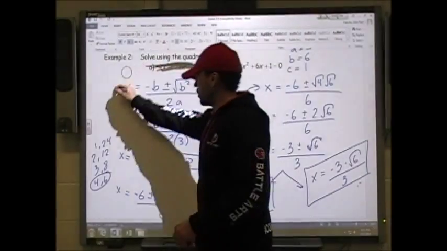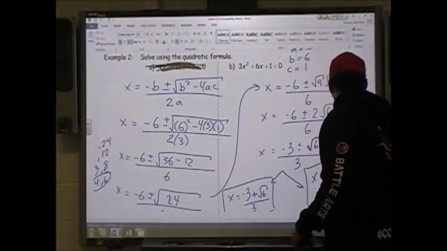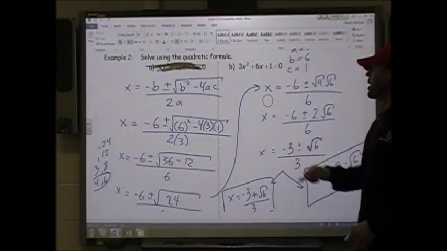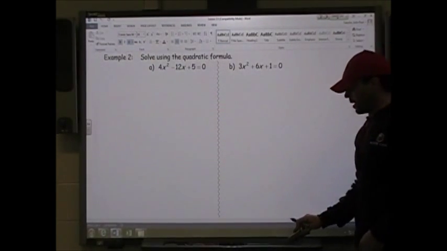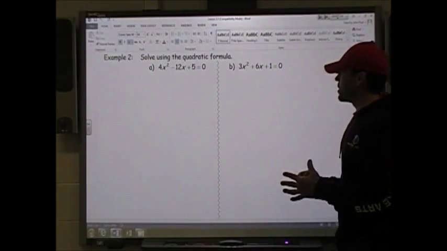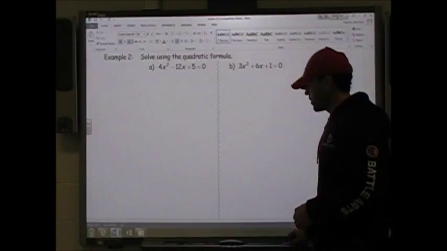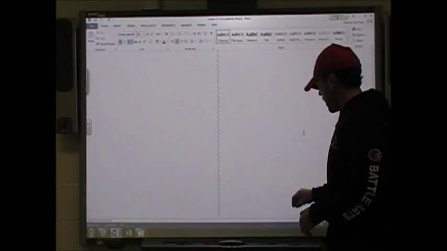So that's why you learned the radicals and how to reduce radicals and all that stuff, so that you'd be able to reduce the radicals here in the quadratic formula. Now there's other scenarios, and I just want to talk about those other scenarios before we get to the last example.